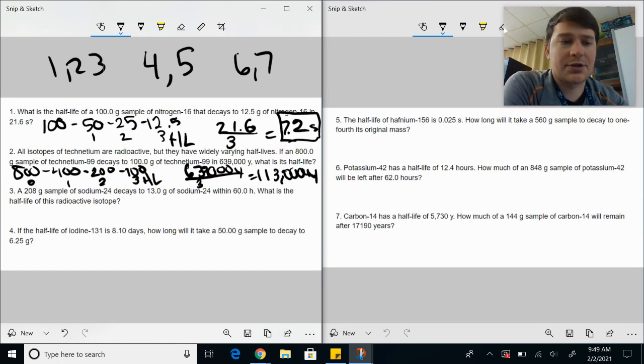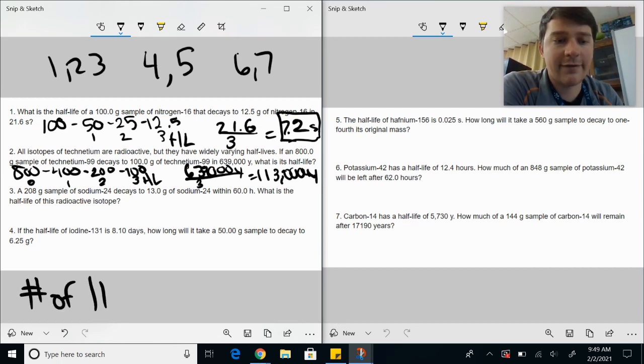All right, so number 3 basically says the first thing we want to do always is find number of half-lives. Number of half-lives. That's our first step. And then from there, we have to solve for whatever it's asking for.